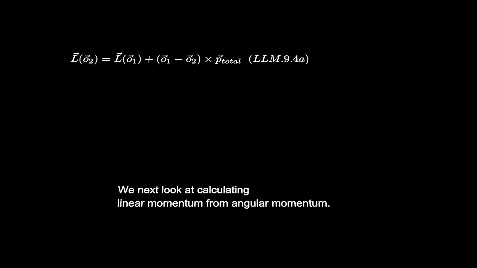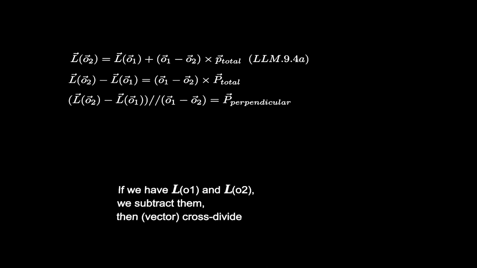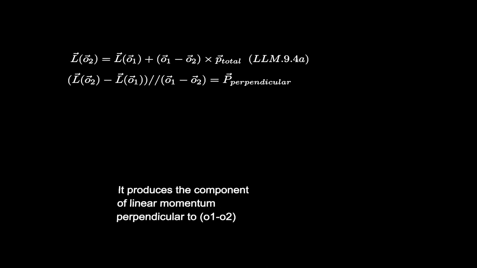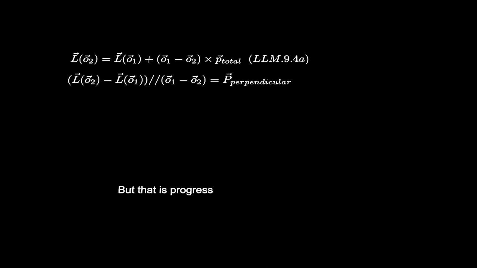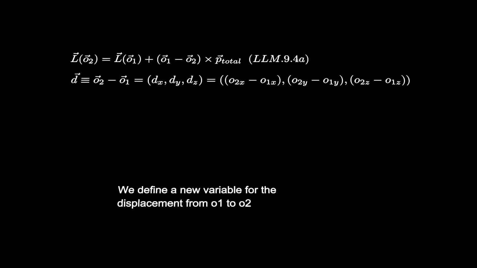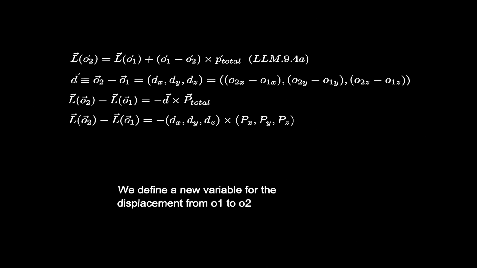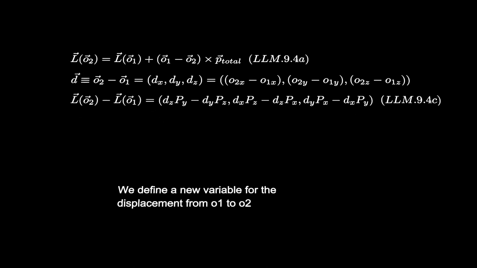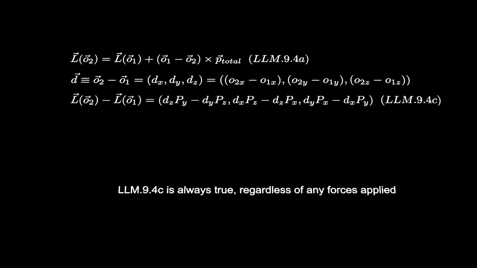We next look at calculating linear momentum from angular momentum. If we have L of O1 and L of O2, we subtract them, then vector cross divide. But this does not produce the entire linear momentum. It produces the component of linear momentum perpendicular to O1 minus O2. But that is progress. We define a new variable for the displacement from O1 to O2. Equation 9.4c is always true, regardless of any forces applied.